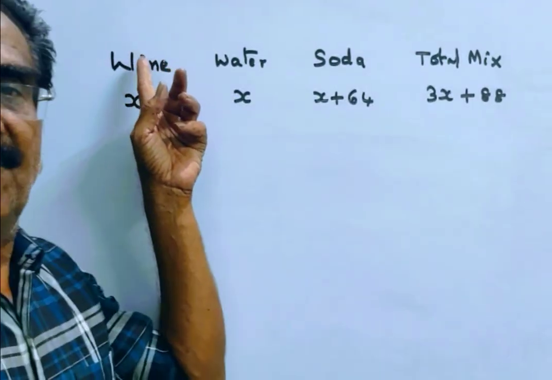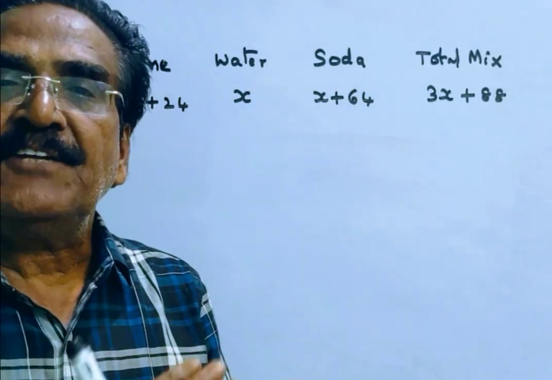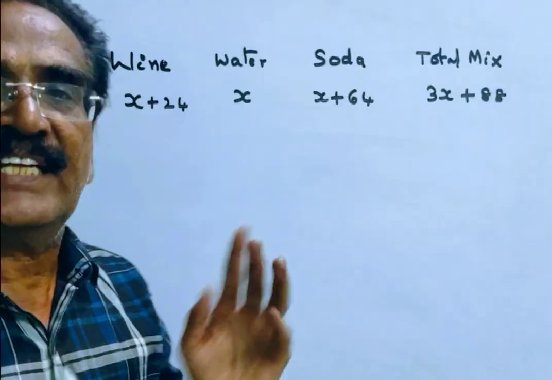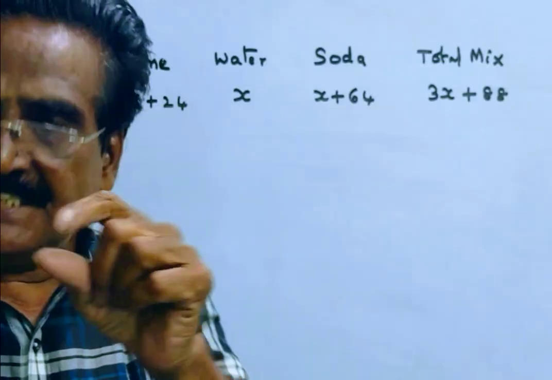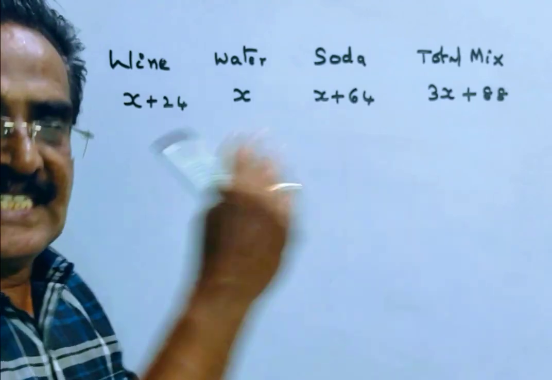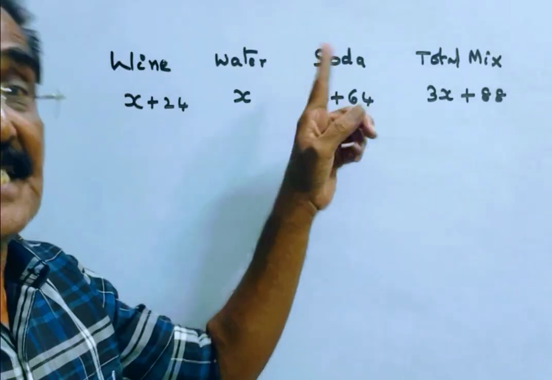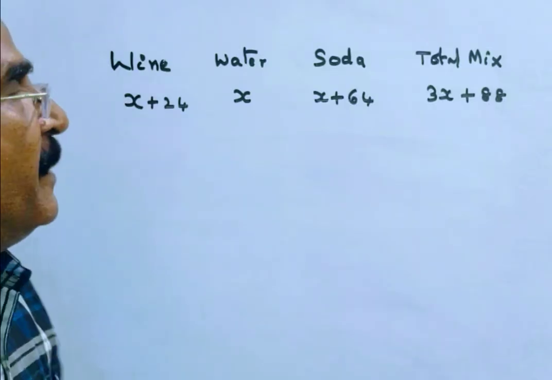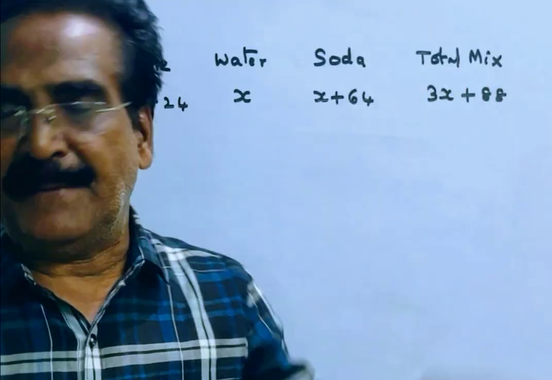See friends, the quantity of wine in a mixture of wine, water and soda is 24 ml more than the quantity of water. Friends, say the quantity of water is x ml, then the quantity of wine will be x plus 24. It is also given that the quantity of wine is 40 ml less than the quantity of soda. So then the quantity of soda must be x plus 64. Now the total mixture is 3x plus 88 ml.